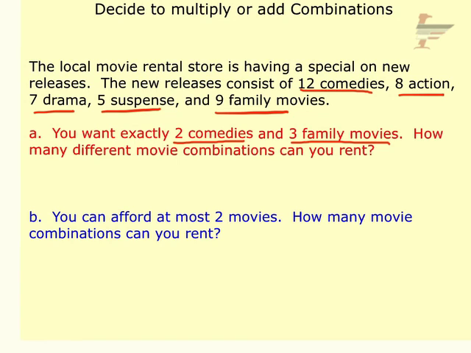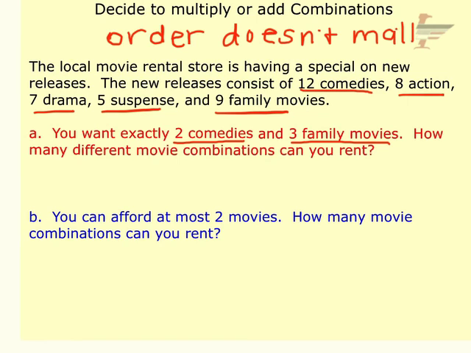Now remember the fundamental counting principle said if you want exactly 1 comedy and 1 family movie, you would just take 12 times 9. But I want 2 of those comedies and I want 3 of those 9 family movies. Now, does order matter here? No. Why doesn't it matter? Because if I select comedy A and comedy B, and I switch them around, I have comedy B and comedy A, but it's still the same 2 comedies. So order does not matter, hence it's combinations, right?